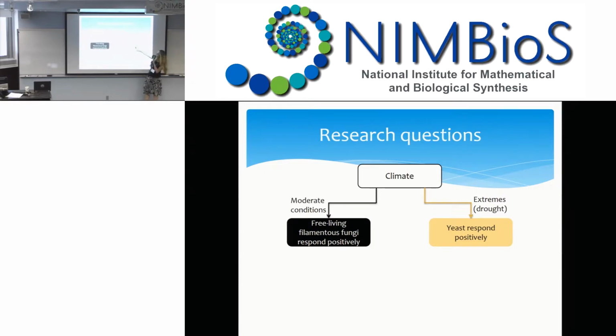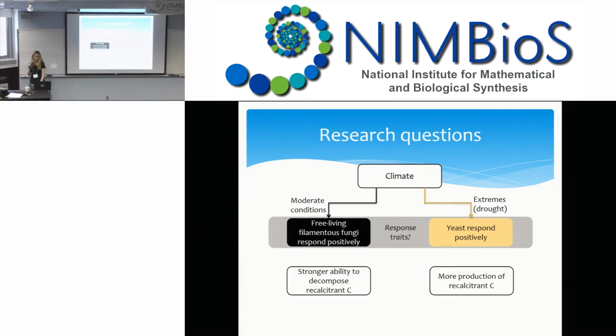I mentioned that yeasts in general seem to tolerate extreme conditions, so it's possible in those cases that yeast could respond positively. In areas where the conditions are more moderate, then we might find more free-living filamentous fungi doing well. So one of the questions that I have is, what are the particular response traits that might direct these differences in distributions that we've been observing? What is it specifically about these fungi that is determining how they respond to climate change?